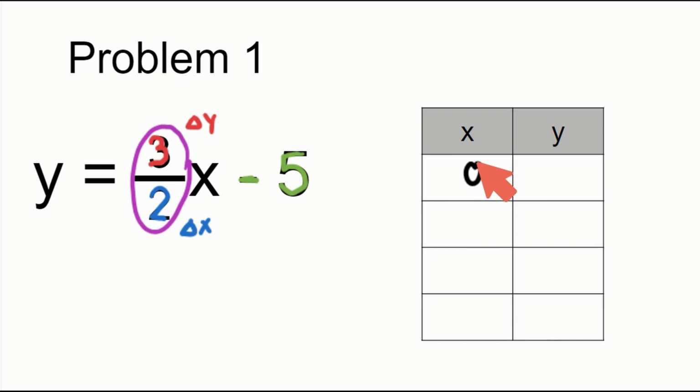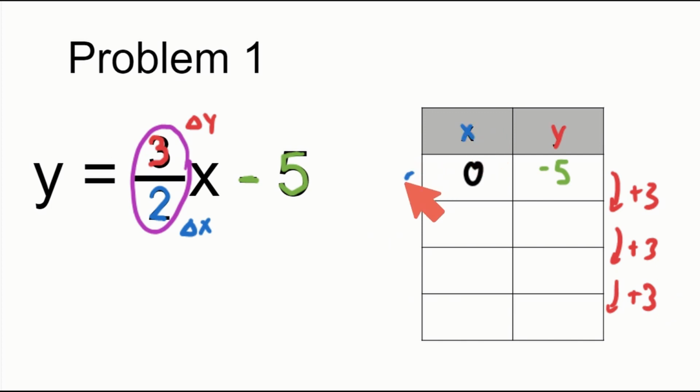Starting at 0, we know that we have a starting point or a y-intercept at negative 5, so that's the first point in the table. Using our change in y, we know that each y value is going to be increasing by plus 3. So moving down the table is going to be plus 3. And taking a look at our change in x, we know that's going to be plus 2. So as we move down the row, we know we're adding plus 2 each time.